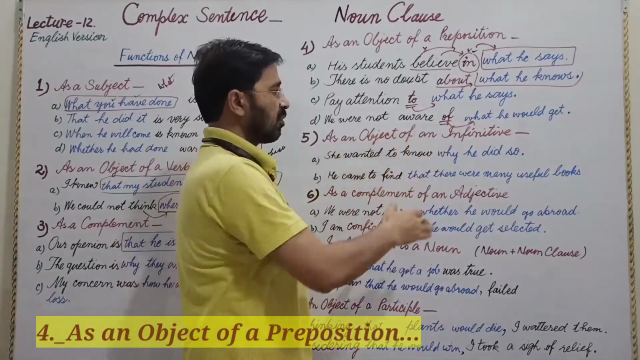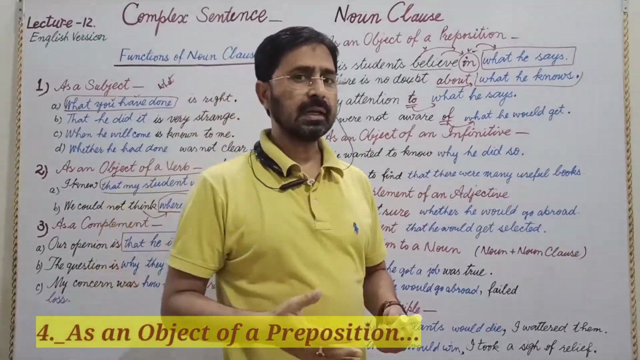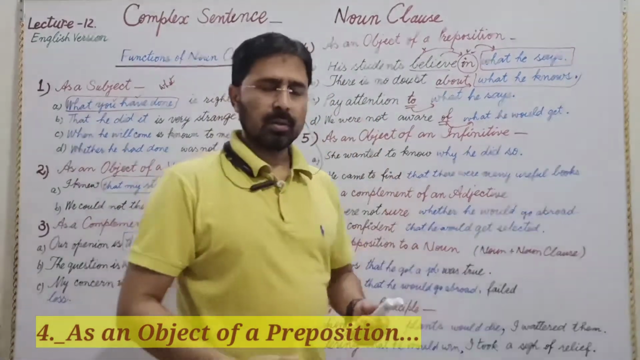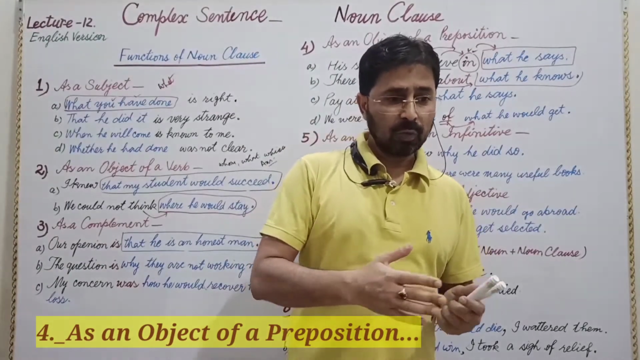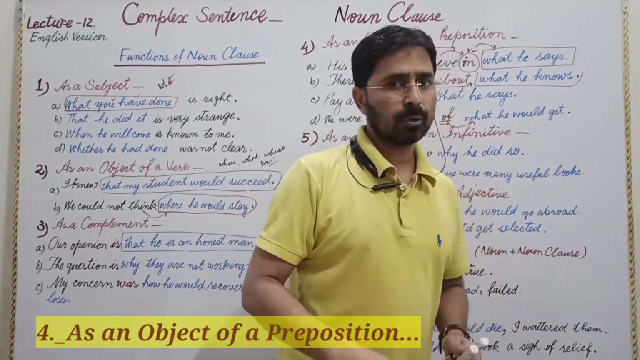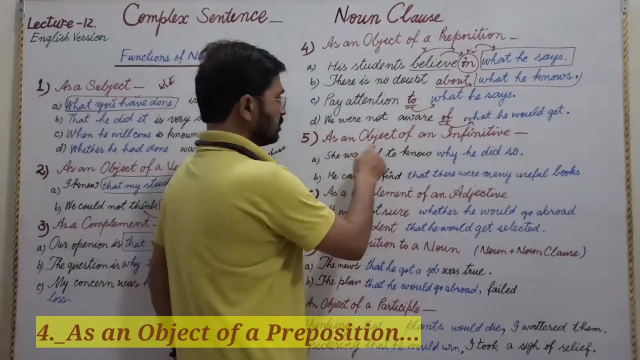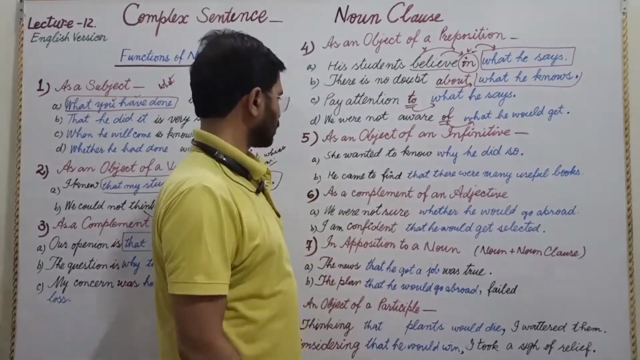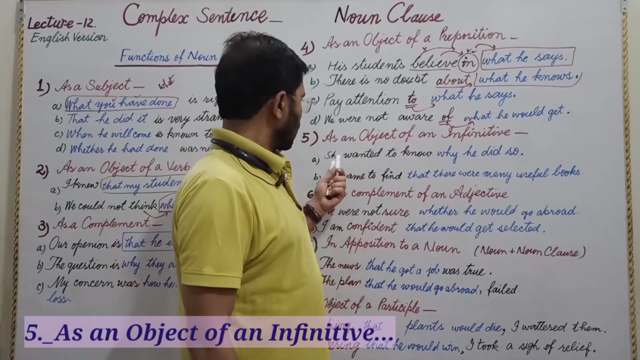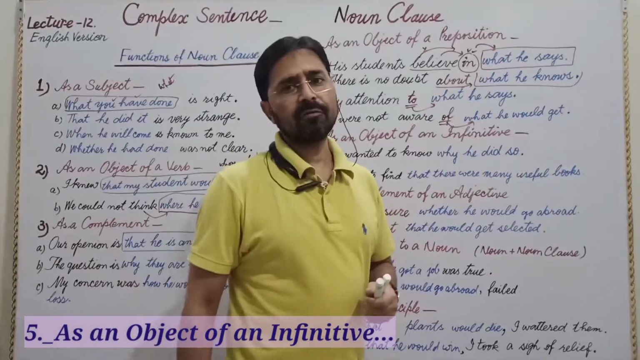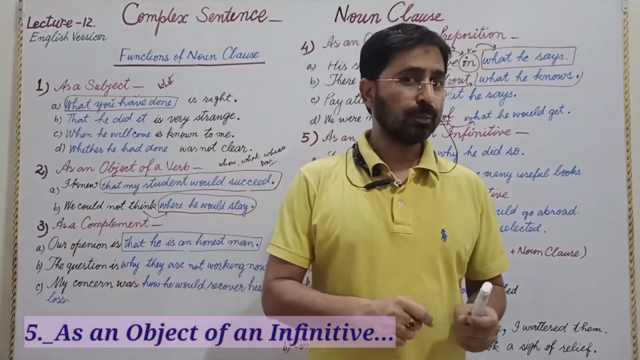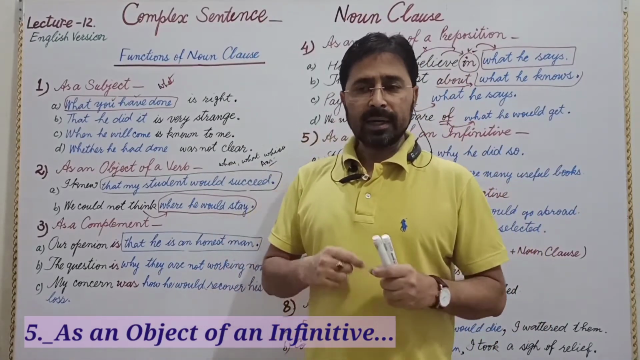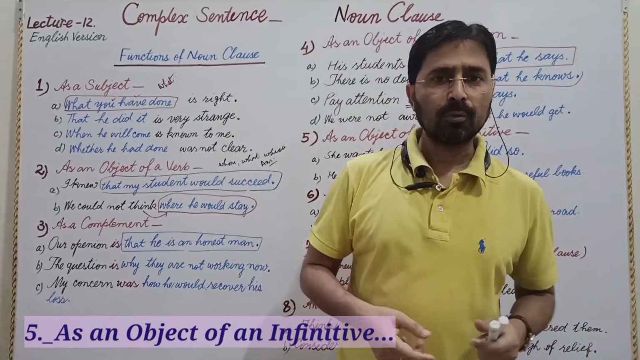As an object of an infinitive, as I have already declared, the words verb, preposition and infinitive, whenever we use a noun after them, are called object of them. In the same way, an object of an infinitive. What will you do? She wanted to know what is an infinitive. Infinitive is a combination of to plus first form of verb, you can say base form of verb, and it can be used as a noun.